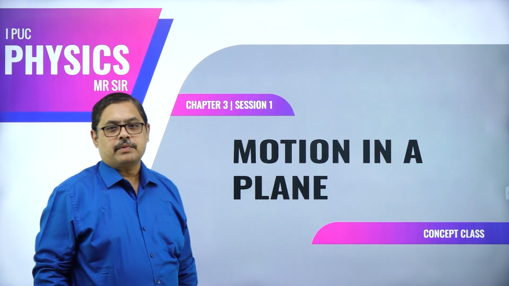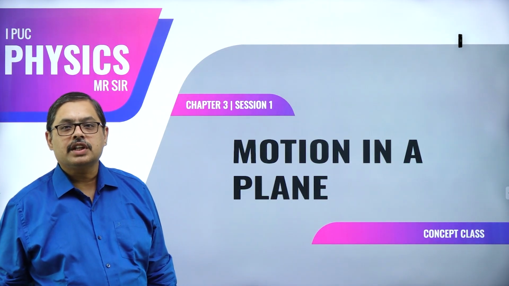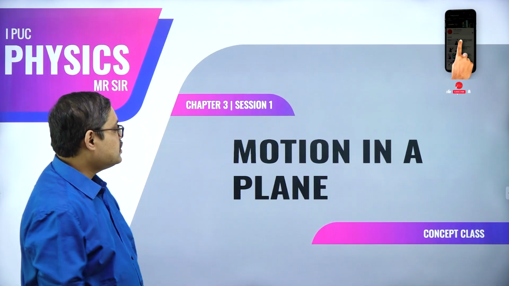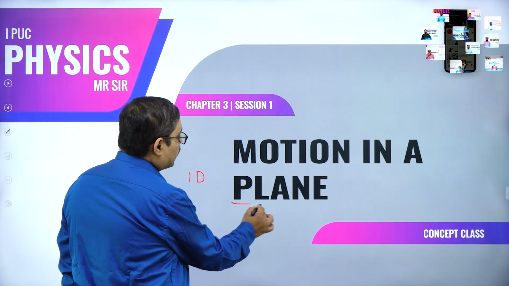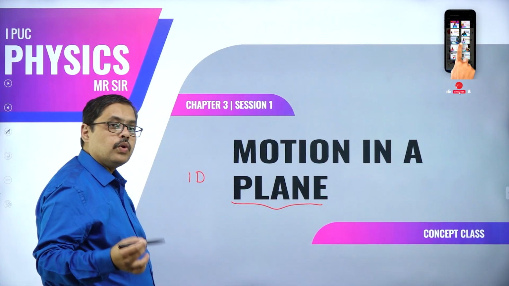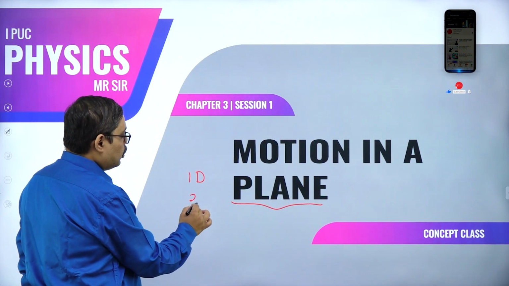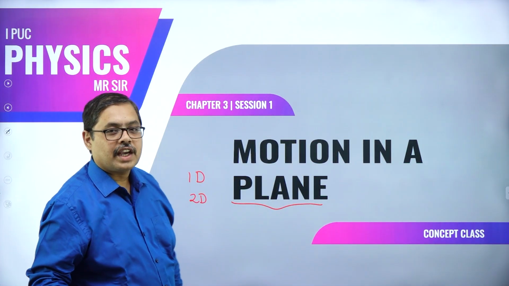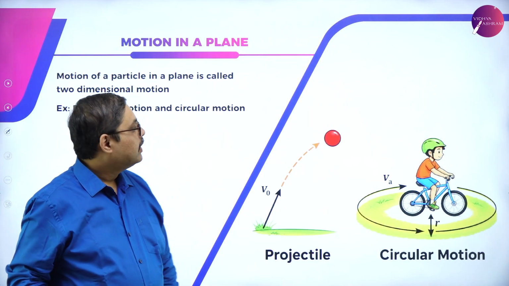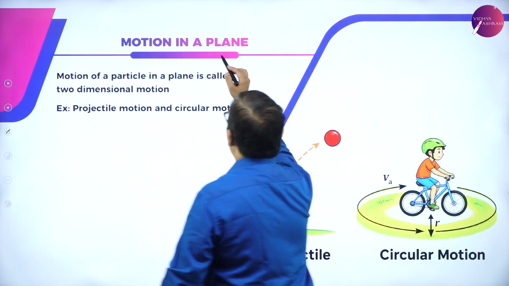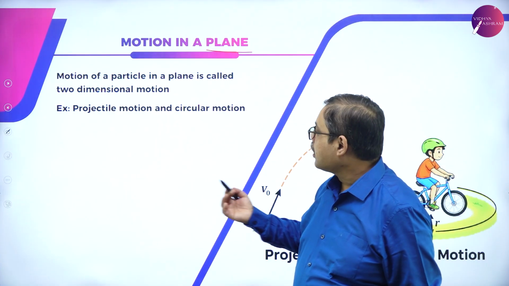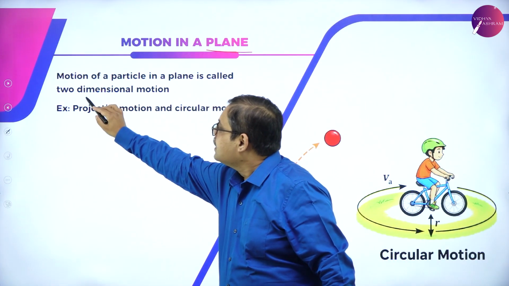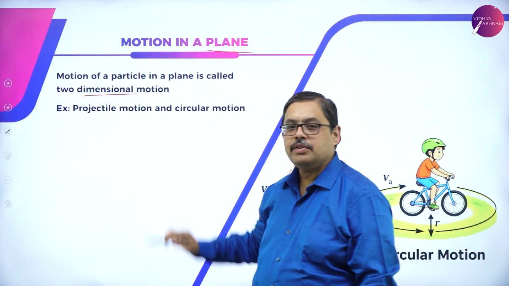In the previous chapter, we have learnt about motion in a straight line, which was essentially motion in one dimension. Here, under the topic of motion in a plane, we will study about motion in two dimensions. Let us check what it is going to be. Let us begin by understanding what is motion in a plane. Motion of a particle or an object in a plane is essentially motion in two dimensions.